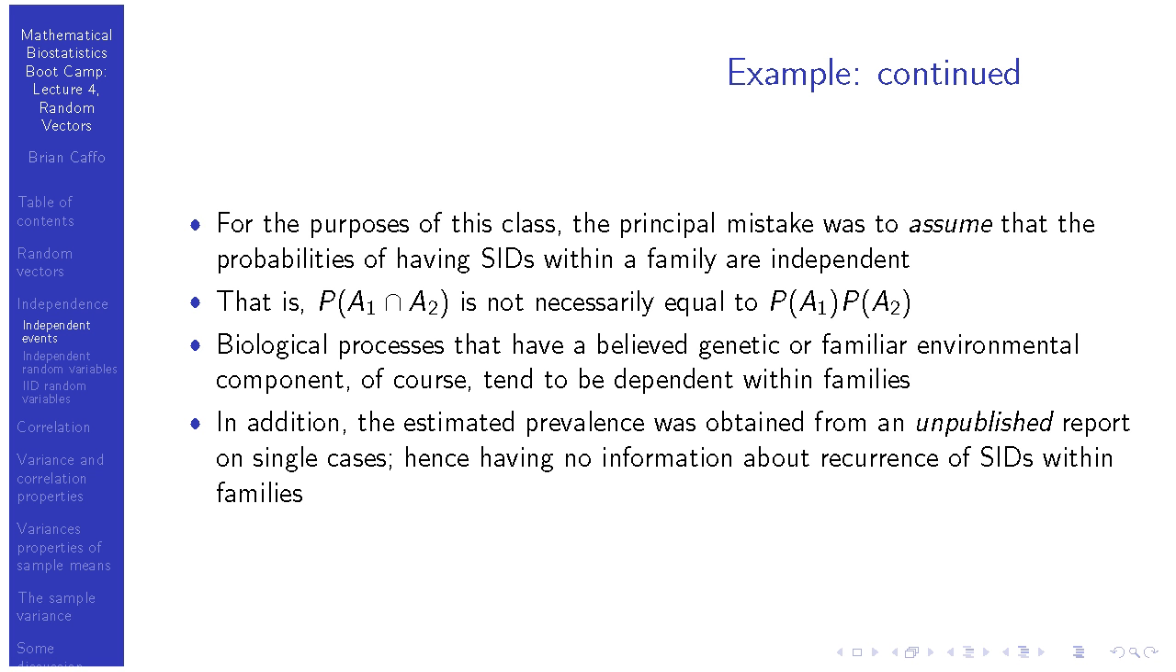And there's other problems, and I outlined an example of one here with this estimate. The prevalence was obtained from an unpublished report on single cases, and quite a bit of the discussion surrounding this case revolved around these and other issues. But the point I'm trying to make for the purposes of this class is you can't just go around multiplying probabilities willy-nilly. The random variables or events that you're discussing have to actually be independent.